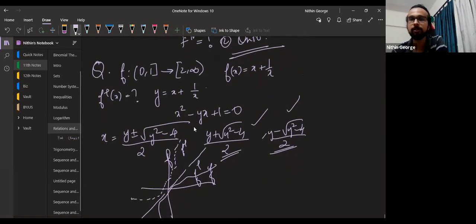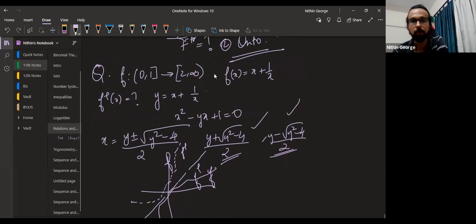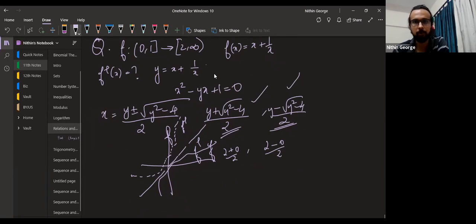So just put a value of y between 2 and infinity. If you put the value 2, what do you get? 2 plus 0 by 2 and 2 minus 0 by 2, which is not conclusive. Next, we put another value. Let's put 4. 4 plus root 16 minus 4, which is 12, by 2, becomes 2 plus root 3. And this becomes 2 minus root 3. There's a minus sign, that's the only difference before the root.